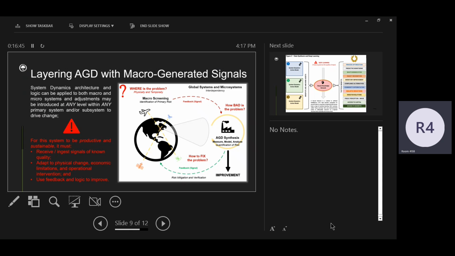It doesn't mean they don't drive value. It just means that there's some limitations there. But the idea is to find where is the problem, identification of primary risk, and then you move over into how bad the problem is. And this is where you use systems dynamic model and AGD synthesis to look for measure, model, analyze, and then this actually quantifies the risk. How big is that risk? And then hopefully you fix the problem.